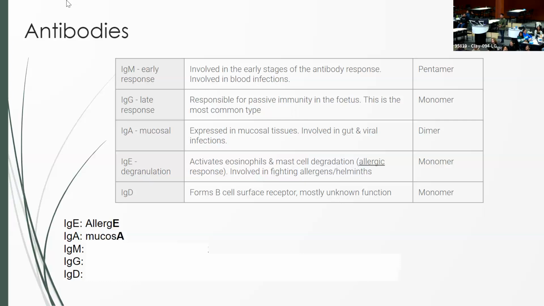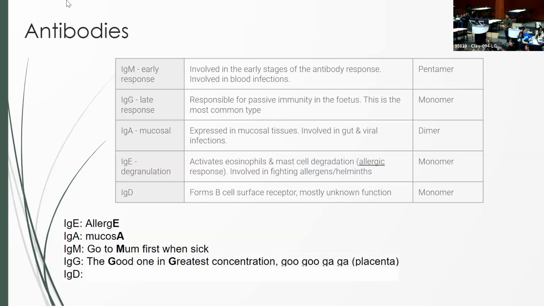Same principle, IgA, mucosa. So this is what happens when you're basically arming your mucosal tissues to make sure that any pathogen that lands on your mucosa just gets annihilated straight away. IgM is the first one that comes, right? That's why it's M. You go to your mum first when you're sick. So it's the first one that comes whenever there's any problem. And then after a while, after the T helper cell activation, the antibodies class switch to IgG. So this one's a bit of a stretch, but it's the one in the greatest concentration.